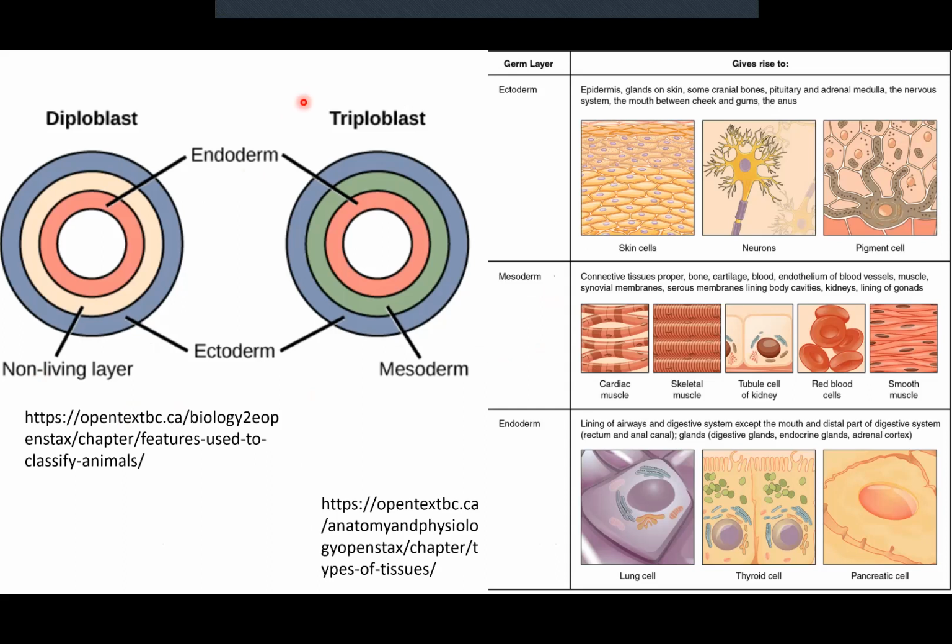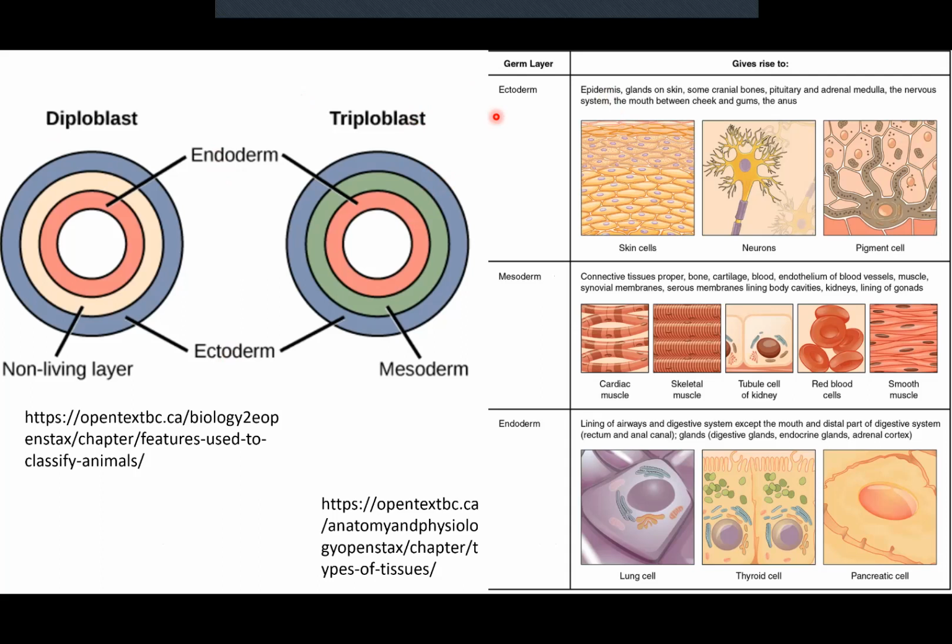And if you recall, we took some cross sections of how those three layers might be arranged in an organism. So as you can see on the left, we have a diploblast, which simply has an endoderm and an ectoderm. And then the triploblast has an endoderm, an ectoderm, and a mesoderm in the middle. And then these germ layers, these embryonic tissue layers, are important because they led to more organized structures.